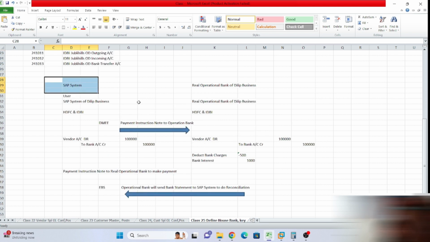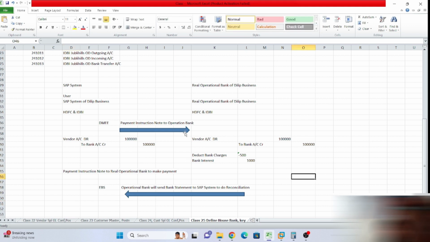Now you should ask: do we need to send this payment instruction note manually through email, or how? There is bank communication management, and through this we will send it. I will explain it later, but please try to understand the concept.